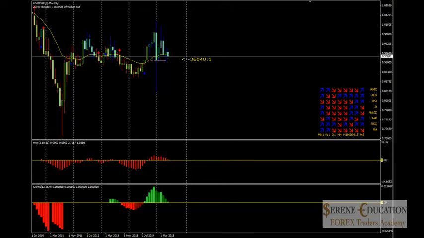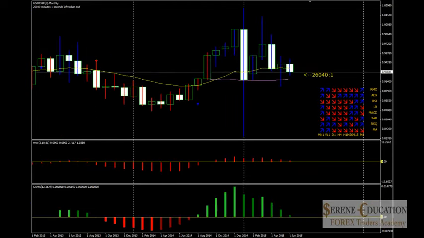Let's now look at the US dollar Swiss franc. Let's have a look over here. Straight away you can clearly see that we have a bit of a mixed bag here. You can see on the monthly how indecisive the US dollar has been against the Swiss franc. We saw a lot of negativity at the start of 2015. We've seen a pullback through 2015.